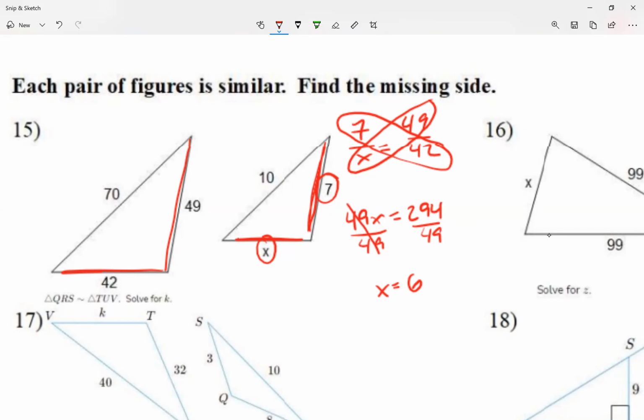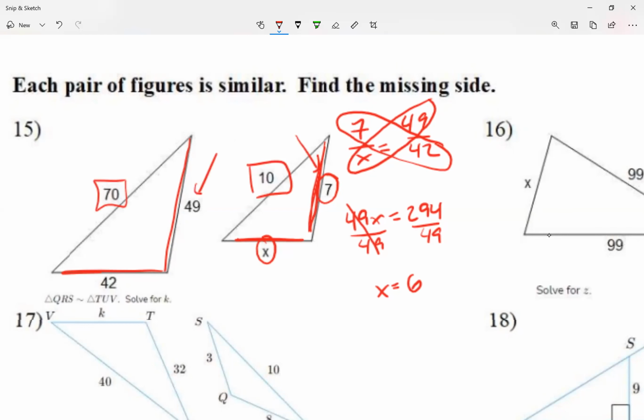Now some of you might be wondering, why was 10 and 70 not used? Because I only needed two sides per figure. Right? Instead of 7 and 49, remember I used that 7 was corresponding to 49, I could have used 10 and 70. I only need two sides per figure.